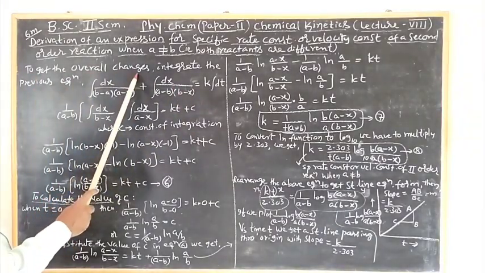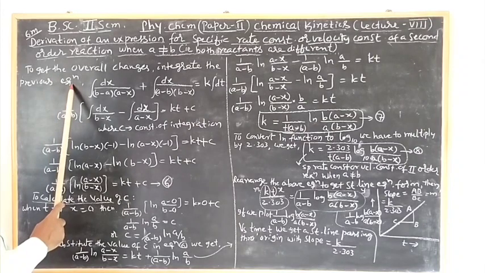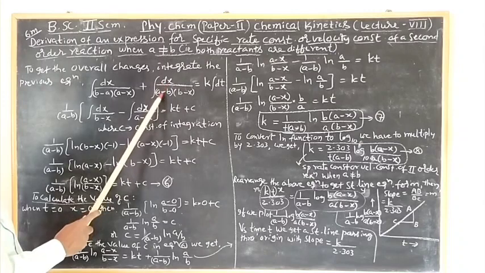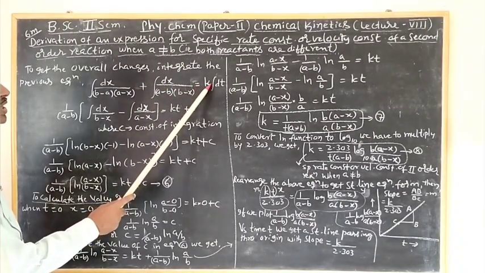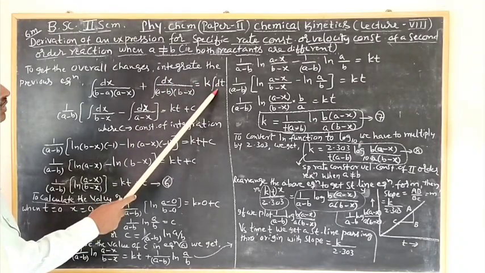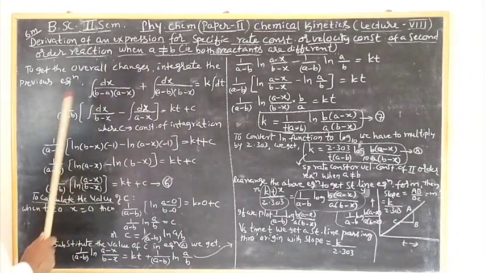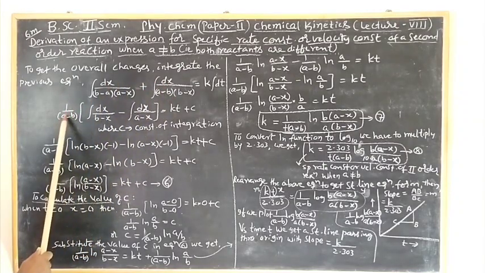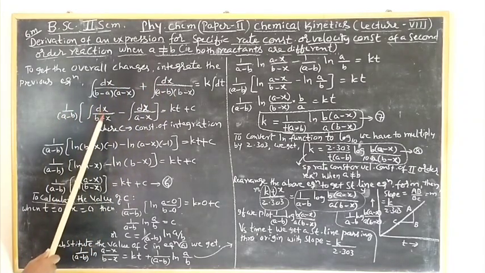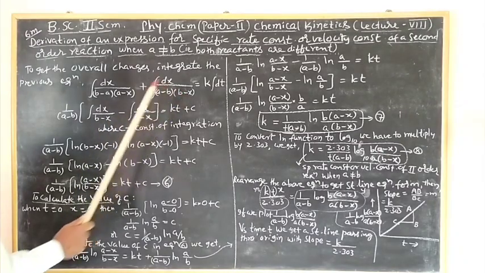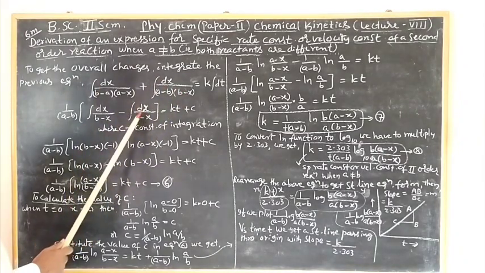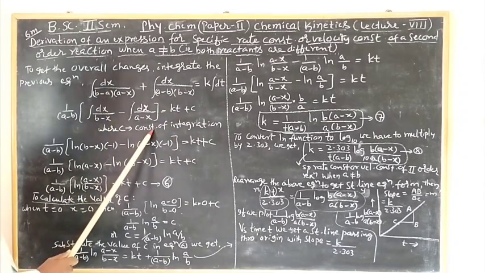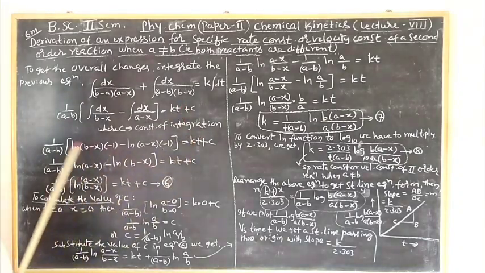To get the overall change, integrate the previous equation. So the integration of dx by (b minus a) into (a minus x) plus dx by (a minus b) into (b minus x) is equal to the constant k taken outside, integration of dt. 1 by (a minus b) is common in these two terms, so it is taken outside. So 1 by (a minus b) into the integration of dx by (b minus x), taken first, minus the integration of dx by (a minus x), taken next, is equal to kt plus c, where c is again called the constant of integration.